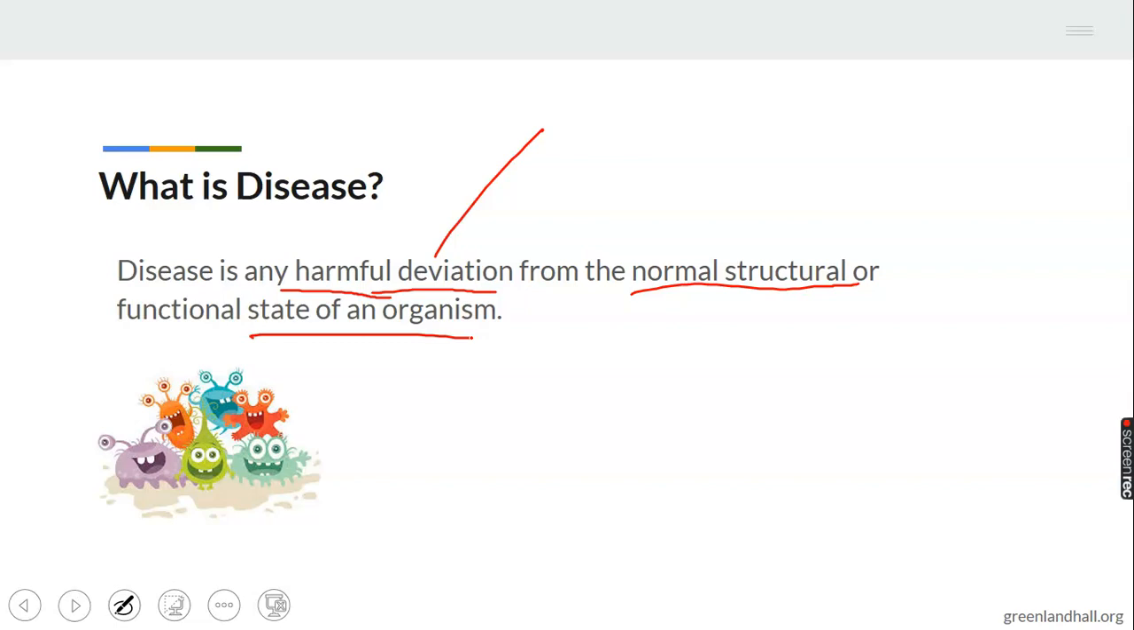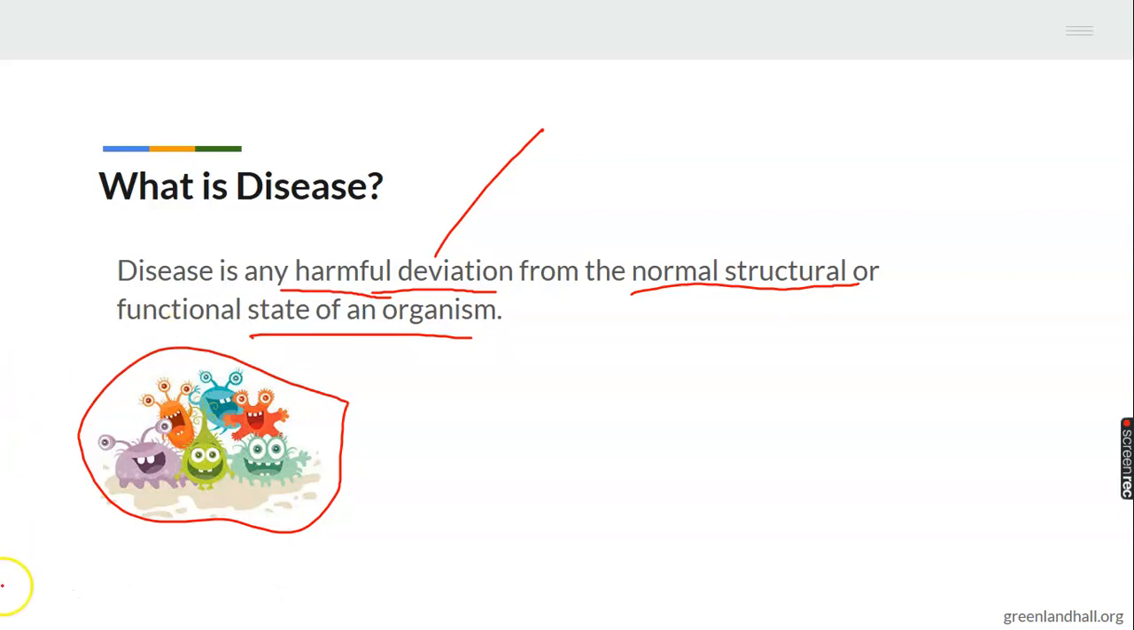So disease is a deviation from the normal functional structure of any organism. It could be a human being. Now, these are guys, they are not smiling. They are disease. Oh, we should run away from them. They are not too good, isn't it? So that's just what I want you to picture them to look like.